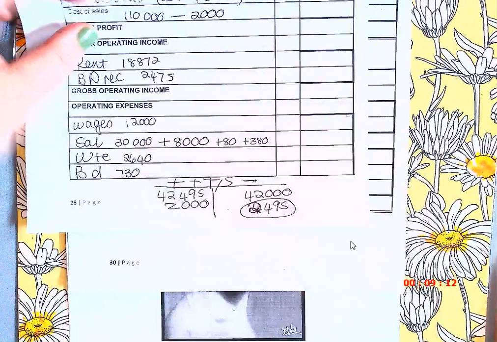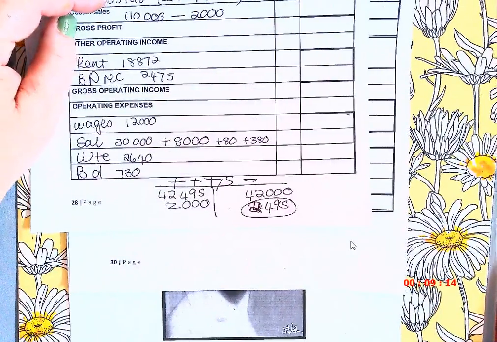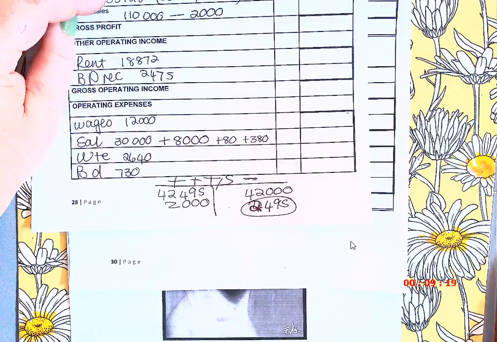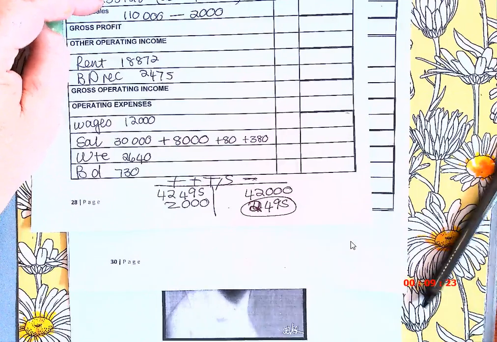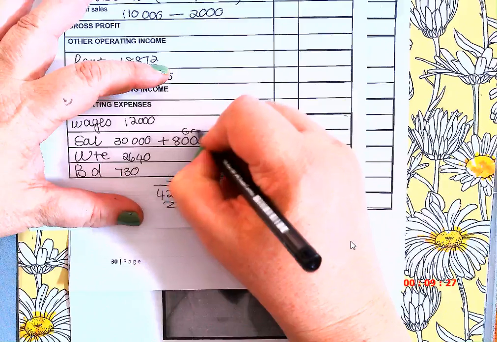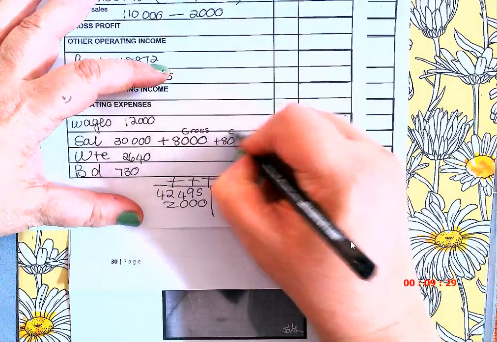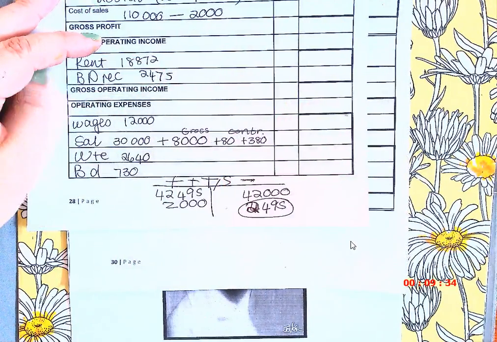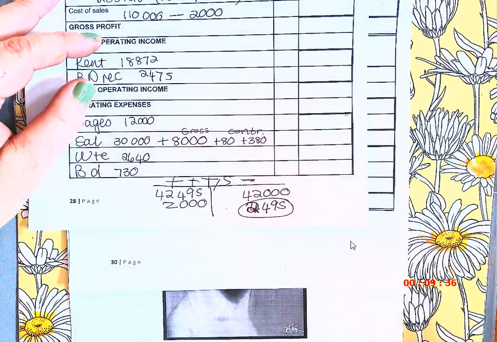You guys fine with the income statement? So I just took the gross and the contribution and I added it to the salary. Can you see? Let me show you. So this is the gross and this is the contributions. I just add those ones. Okay.